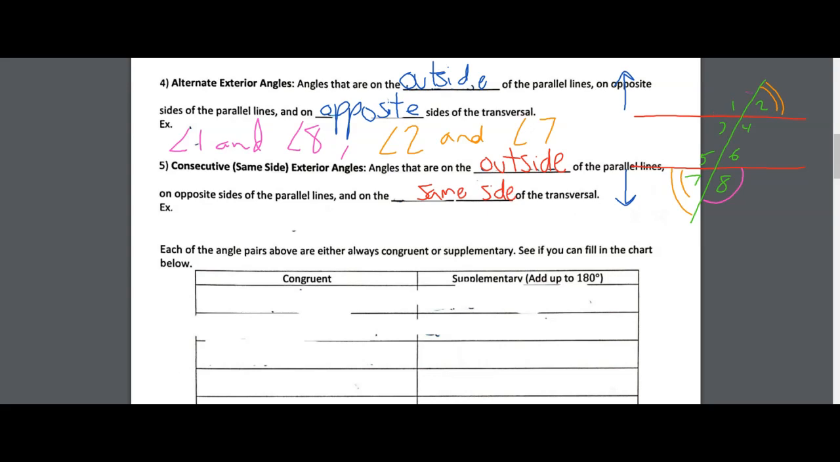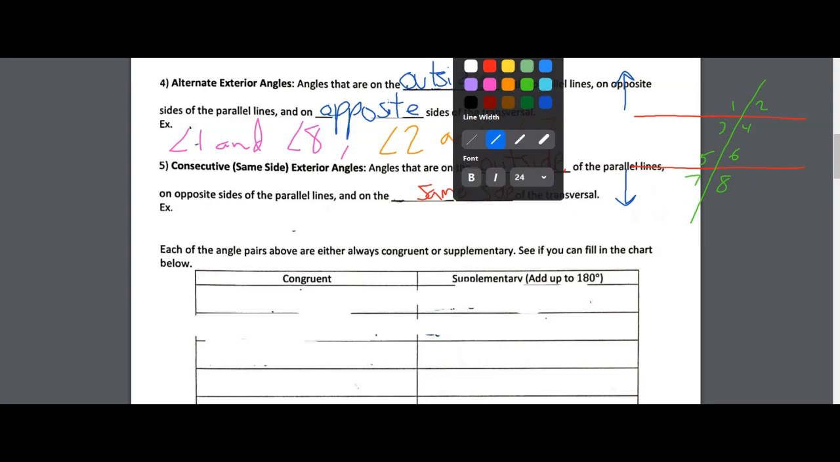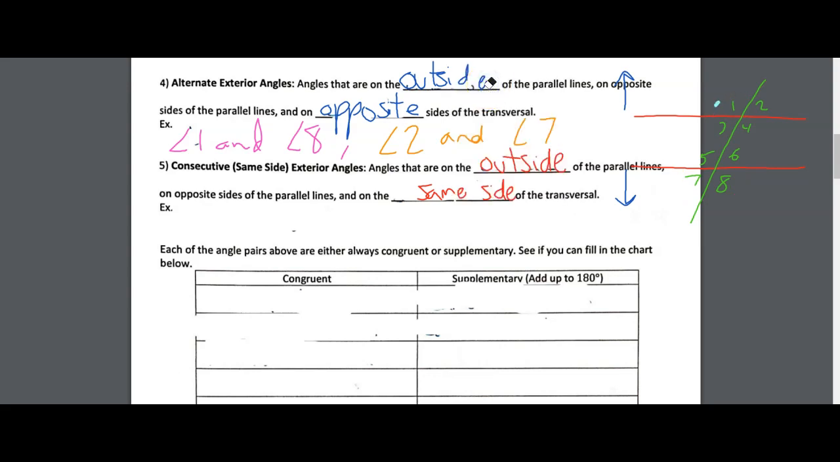So let's pick some here. Let's get rid of those. So if I choose angle 1 again, I need an angle that is on the outside of the parallel line, so either 2, 7, or 8, but it has to be on the opposite side that 1 is. So now we're only looking at 7 and 8. And it has to be on the same side of the transversal, so that eliminates angle 8. So I have angle 1 and angle 7.